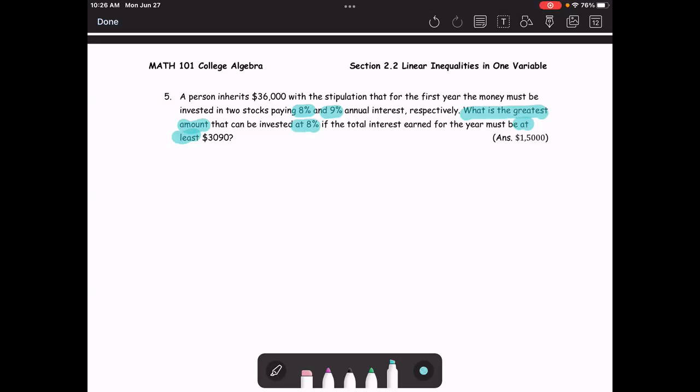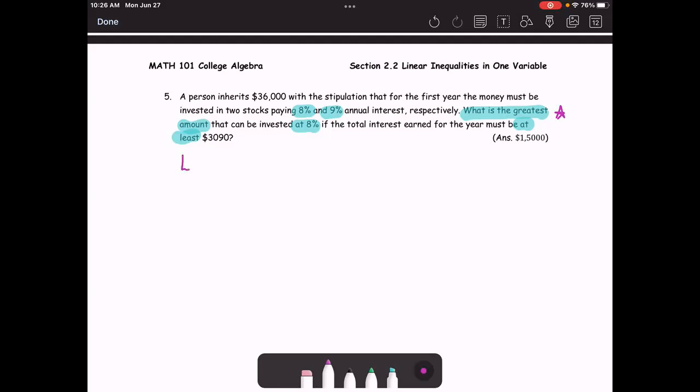The amount that this person has is $36,000. It will be split into two portions. One portion will go to the investment with the 8% interest. The other one will go with the 9% interest. So let's start with identifying or defining the unknown. The problem asks for the greatest amount that can be invested at 8%.